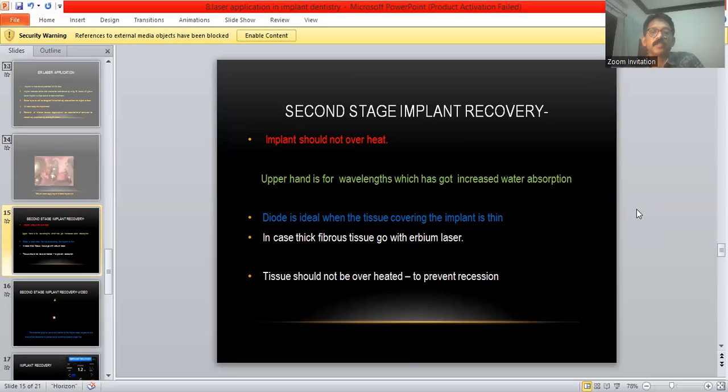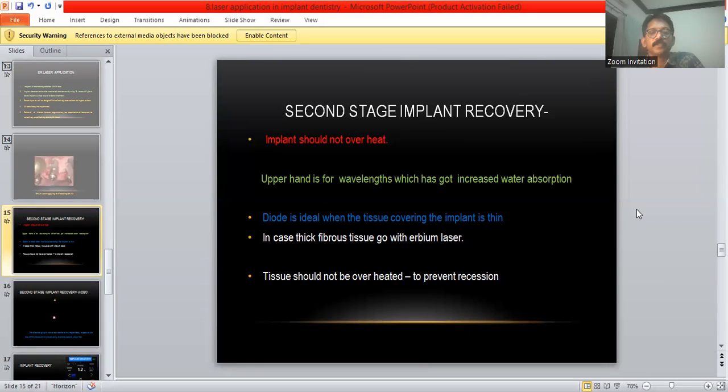The only thing you have to take care about is that the implant should not overheat when you apply the laser on it. The upper hand is for the wavelength which has increased water absorption. So the erbium laser has the upper hand because it will not heat up your implant body. Diode laser is ideal when the tissue covering the implant is thin. In case of thick fibrous tissue, go with the erbium laser, because the chromophores required for the diode laser to act on the site are very few. So the ideal choice is an erbium laser application.